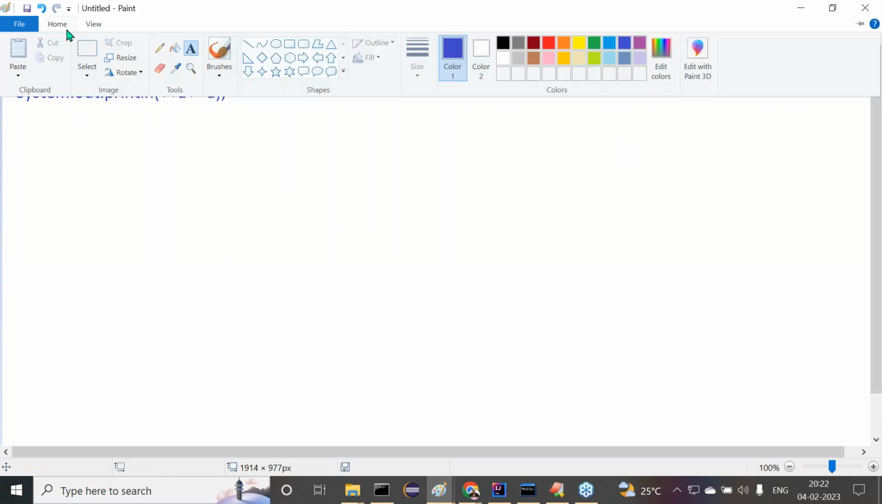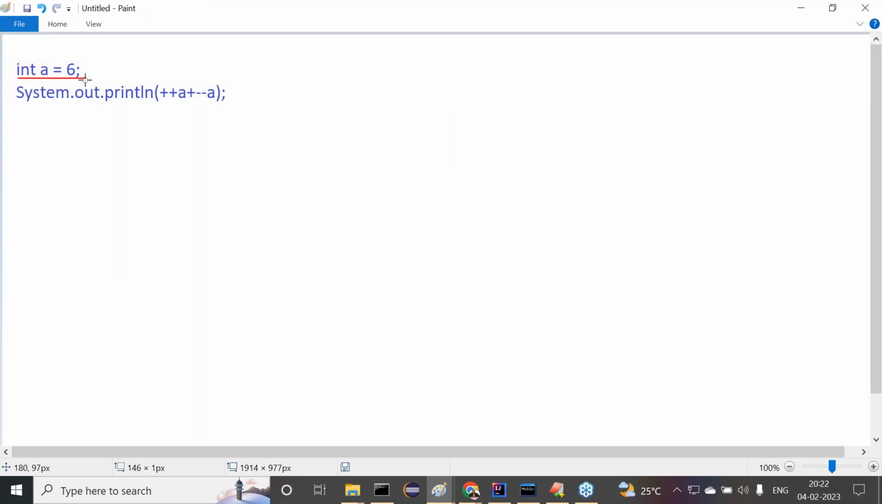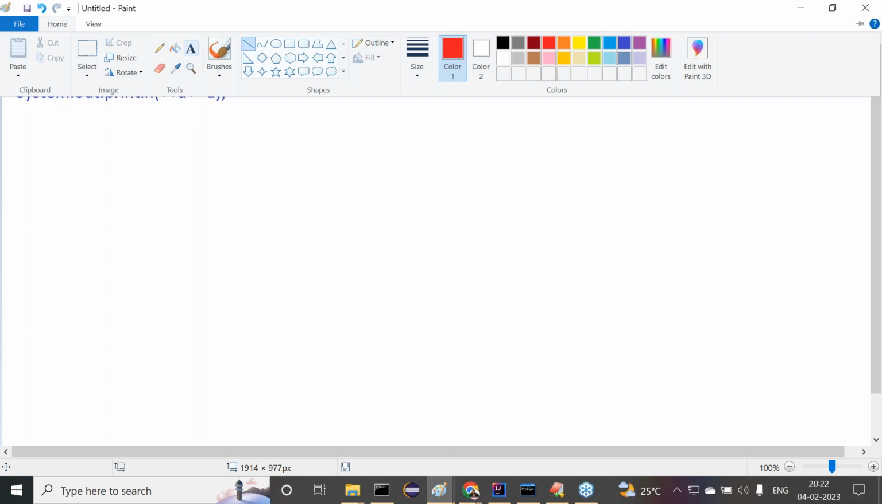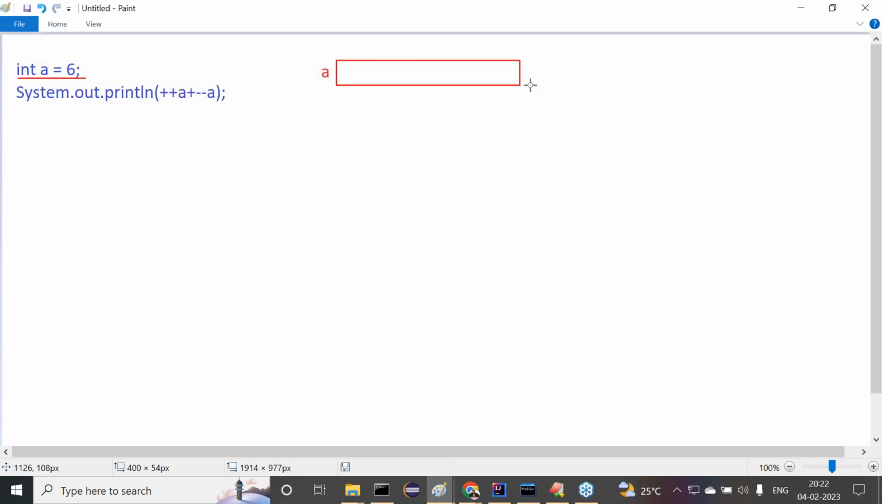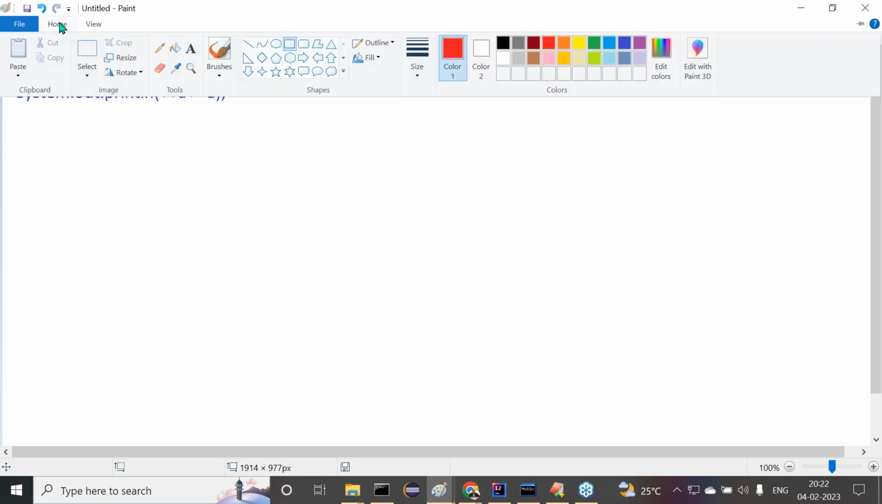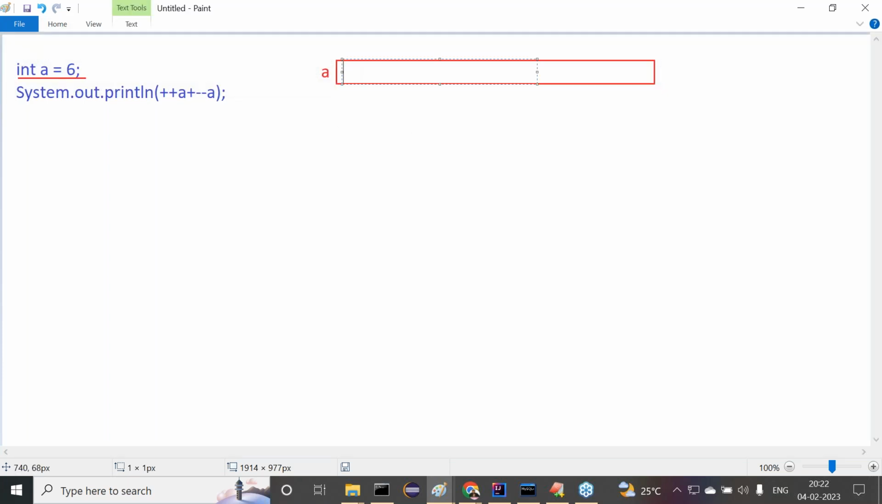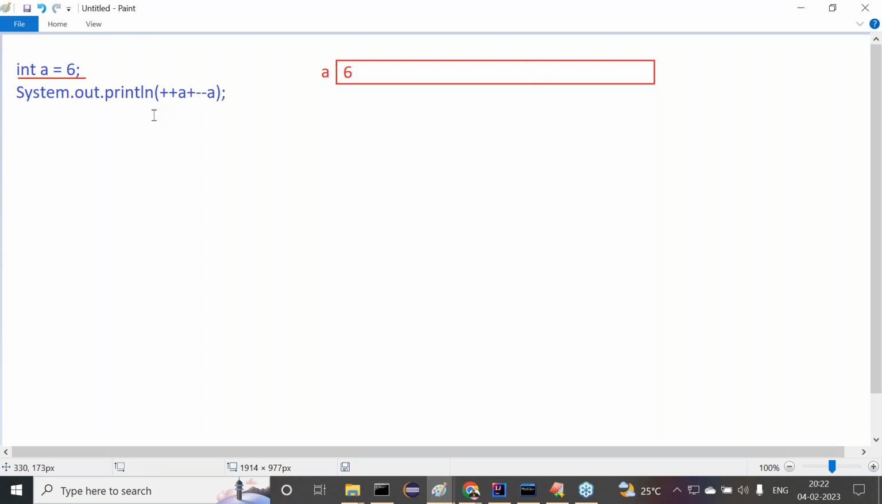Now, when JVM executes this statement, what will happen there? First of all, for the a variable, 4 bytes of memory will be allocated. The initial value for this a variable is 6. Now here, what is the explanation? ++a + a-- - a. First, try to complete the increment and decrement operators' values. Then after that, we will go for normal operators.